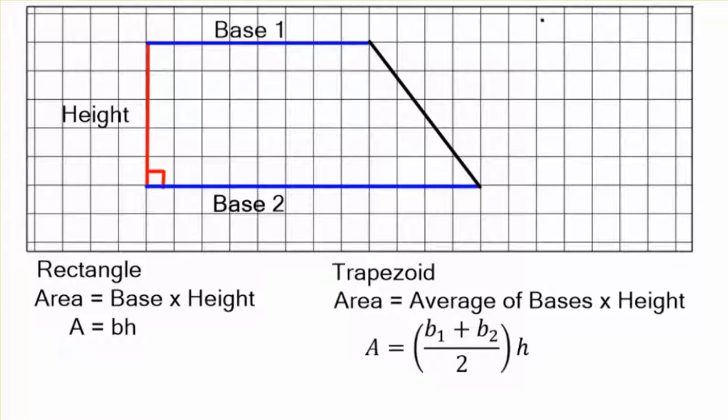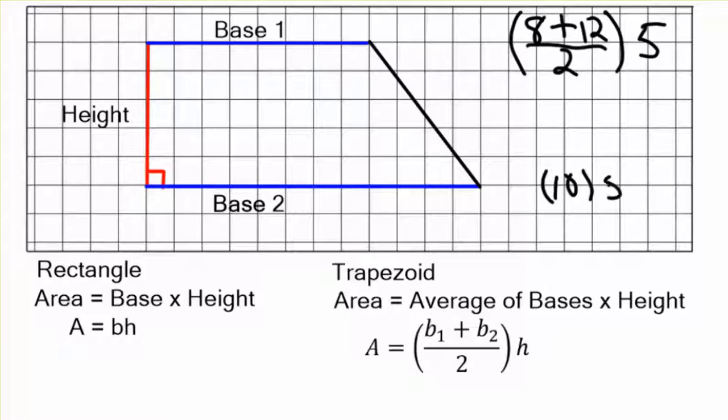Base 1, we measure that, that's 8 units long. We're going to add that to the other base, count that out, that's 12 units long. Find their average and multiply it times the height, which is 1, 2, 3, 4, 5. Well, what's in between 8 and 12? That's 10. We know the average of 8 and 12 is 10. That's pretty simple, but let's go ahead and use our formula.